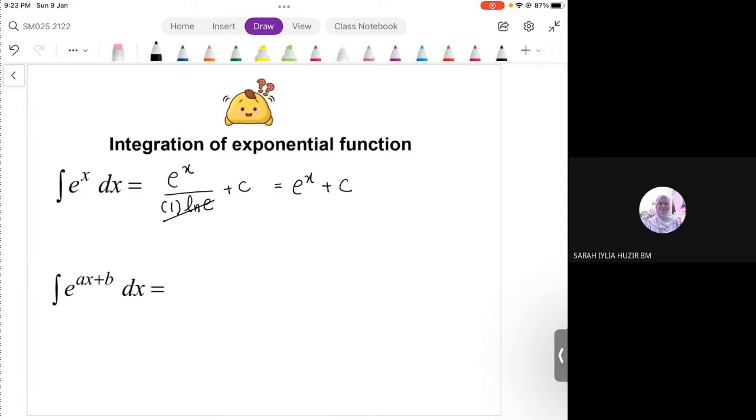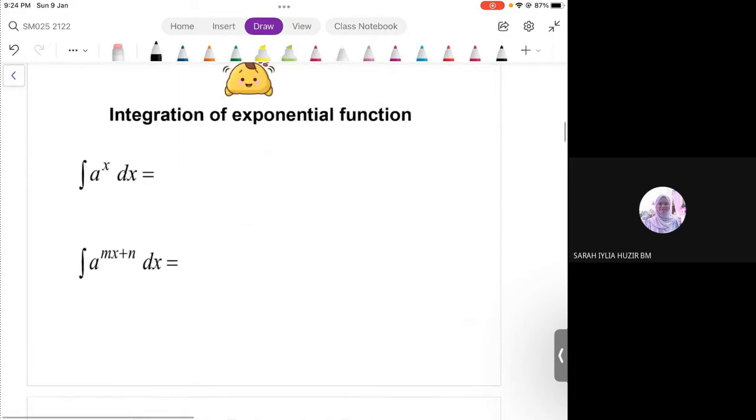So following the same rule, first step, copy back the function, e to the power of ax plus b, divided by, second step, differentiate our power. So ax plus b, if we differentiate, we get a, and then ln base. So here ln e can be simplified as 1. So final answer, e to the power of ax plus b over a plus c. And that's basically how you integrate exponential function involving exponent as our base.